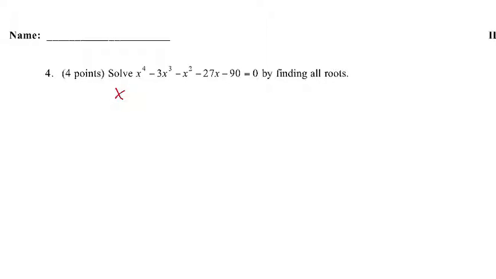When we do that, we find out we get x equals -2, and the other option we get is x equals 5. So those are two of our roots. Now what we can do with those is use synthetic division and factor it on down. So I'm going to use synthetic division on the polynomial x to the fourth minus 3x to the third minus x squared minus 27x minus 90, using coefficients of 1, -3, -1, -27, and -90.